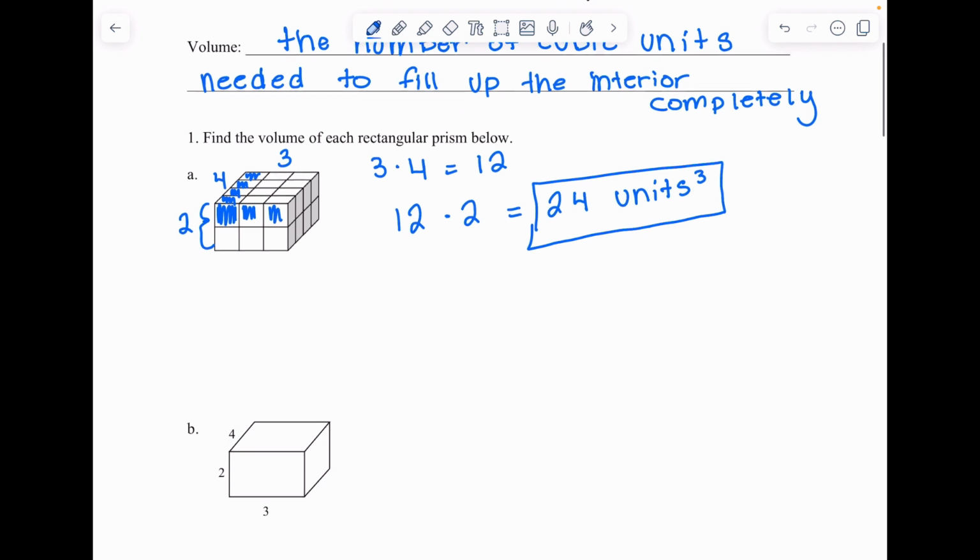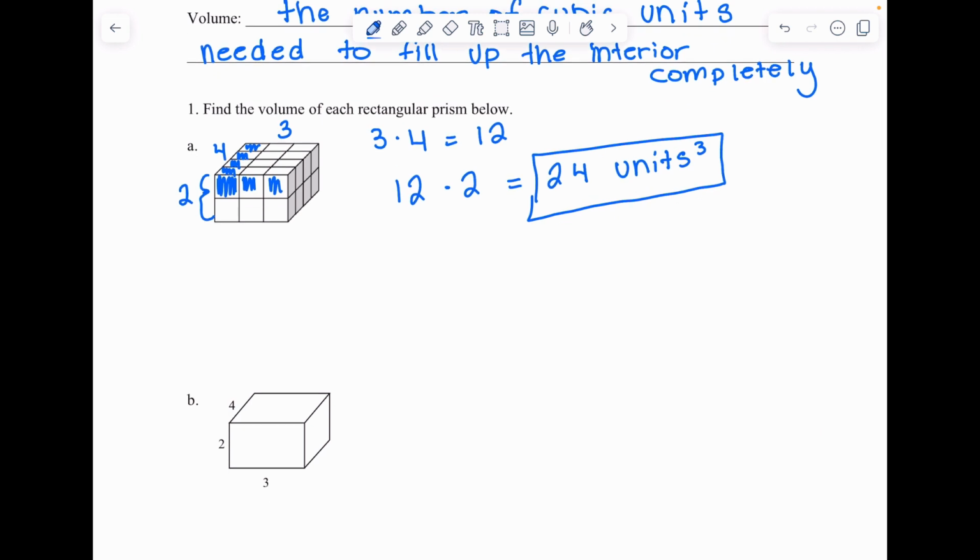What we are going to talk about now is how do we find the volume of a prism if the cubic units aren't given to us. In part B, you'll see that I have the same rectangular prism, but I don't have the cubic units marked off for me. So let's think about the process we did in part A.